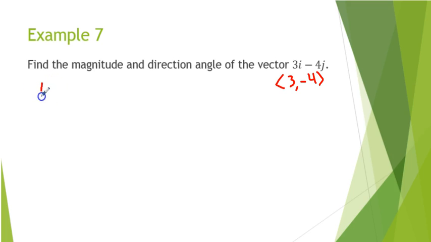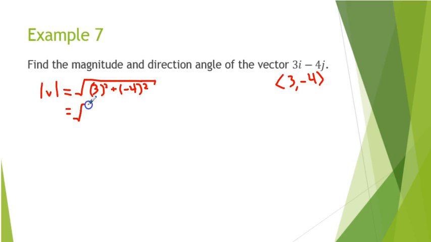Okay, so finding the magnitude is not new. This is something we've done before. So the magnitude of the vector v, our notation for magnitude, is the absolute value of v. And it's essentially the distance formula. Now the distance horizontally is given to us as 3. And the distance vertically is given to us as negative 4. So we're just going to be squaring those numbers, adding them up, and then taking the square root.